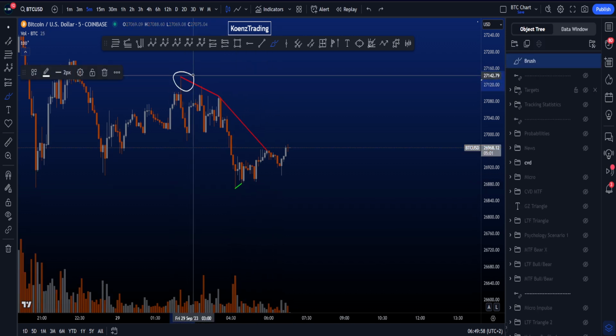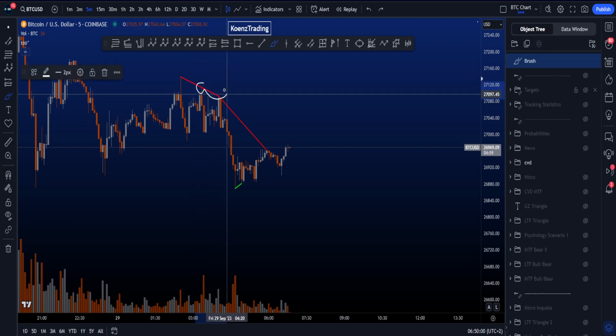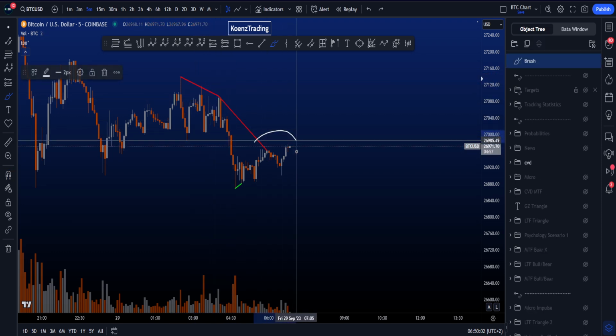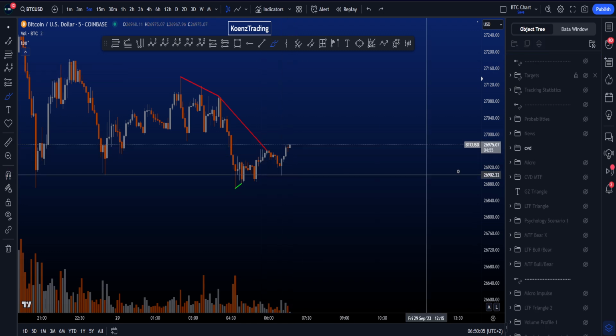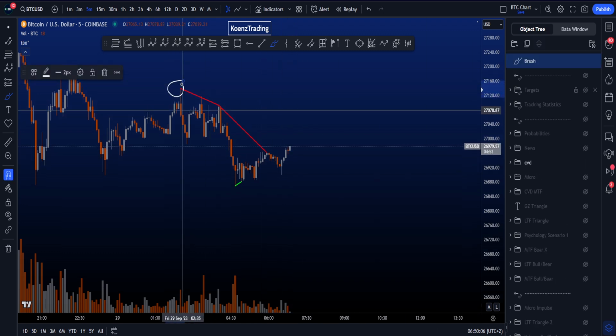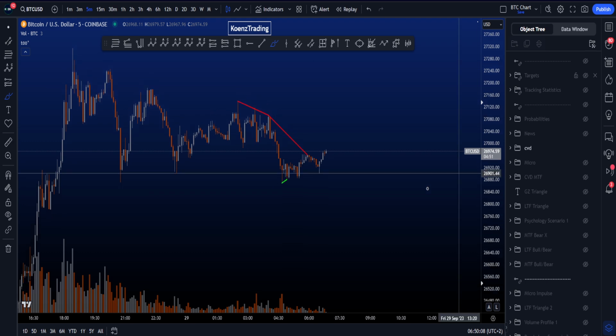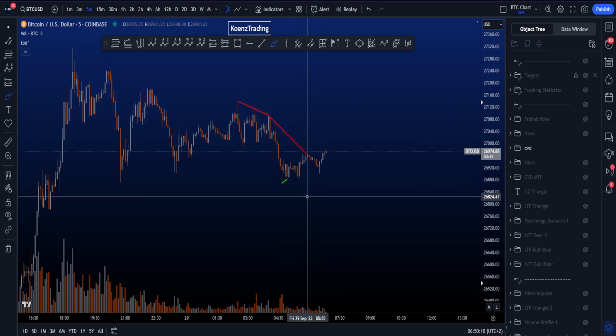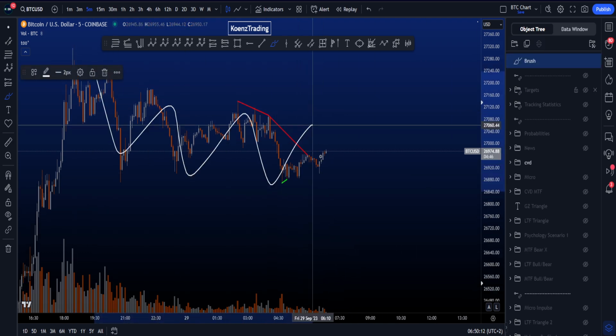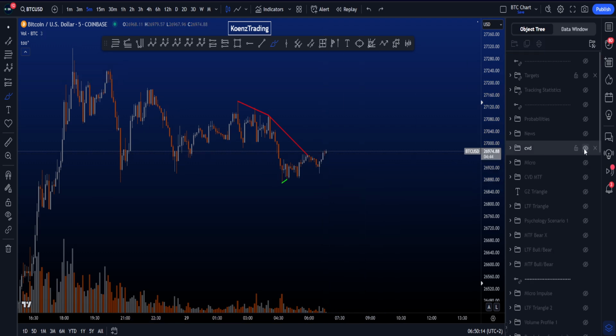And of course, this high in particular had already 2 CVD divergences, so this could be the 3rd one. And the more often you have a CVD divergence with the same pivot, the lower the probability of it playing out. So I'm taking it easy. It's a nice little range, looking for more information, to see what's coming our way.